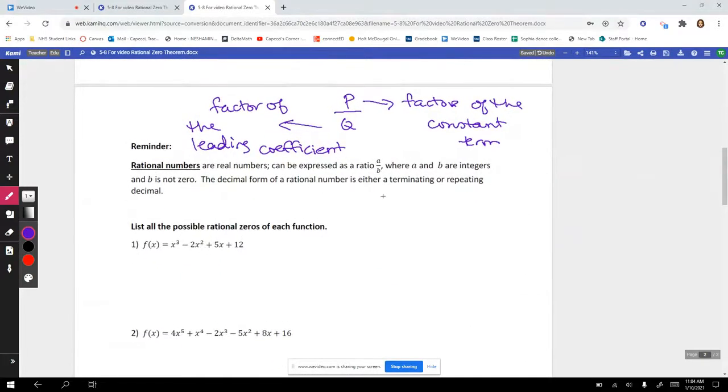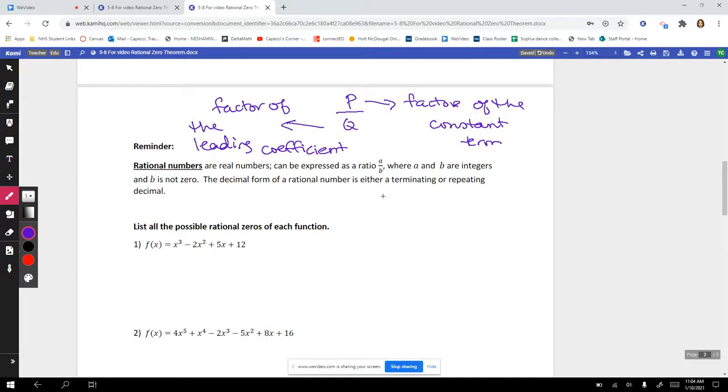Just as a reminder, rational numbers are real numbers, and they can be expressed as a fraction A over B, where A and B are integers and B is not 0. So we're asked to list all the possible rational zeros for the function.